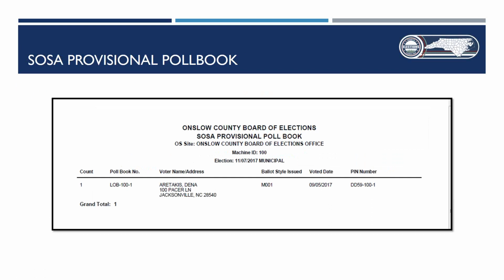All right, the next report you have is the SOSA provisional poll book. This report will show all the provisional votes or records cast on that machine. So if you did an existing voter provisional or a new voter provisional, they would be on this report. So this will help you reconcile your provisional votes. You can print this report and get a detailed list.